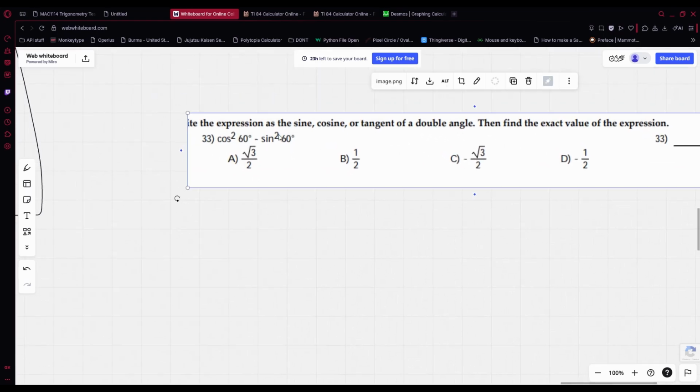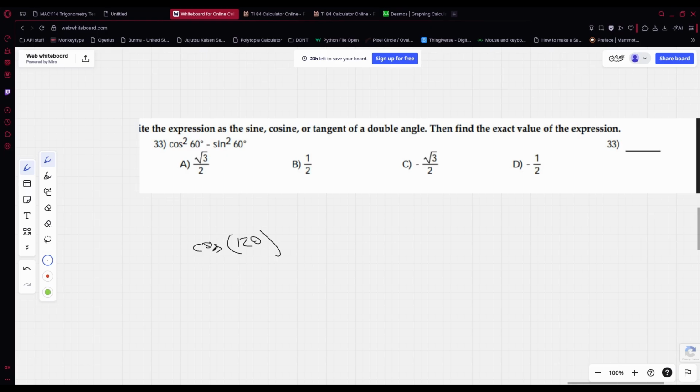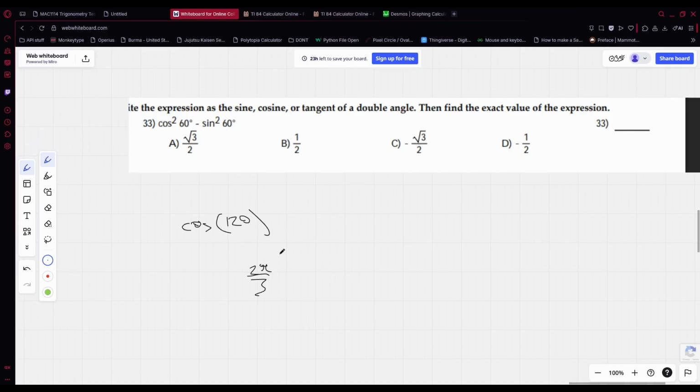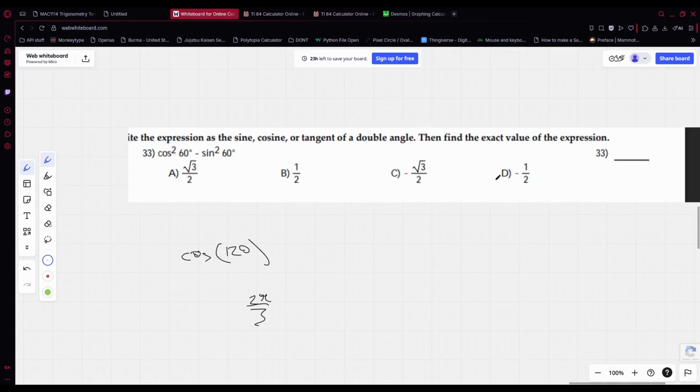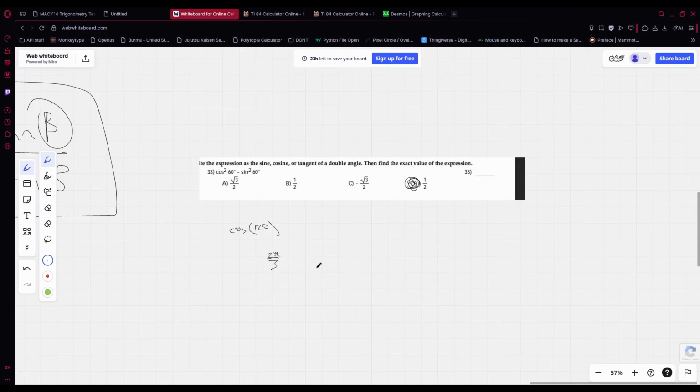Cosine squared 60 minus sine squared 60. If 60 is theta, and this is equal to cosine 2 theta, that means it's equal to cosine 120. And if it's cosine 120, 120 is 2 pi over 3. 2 pi over 3, for cosine, is negative 1 over 2. Ding, ding, ding. There you go.